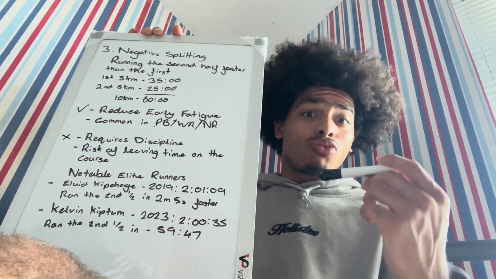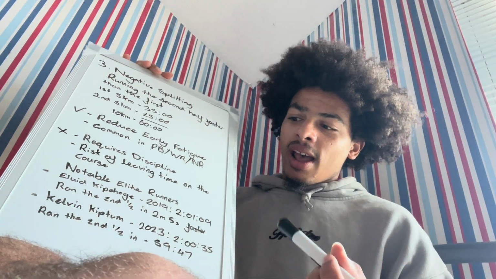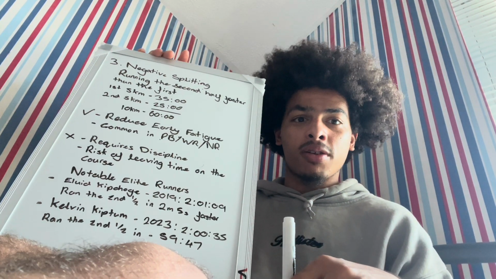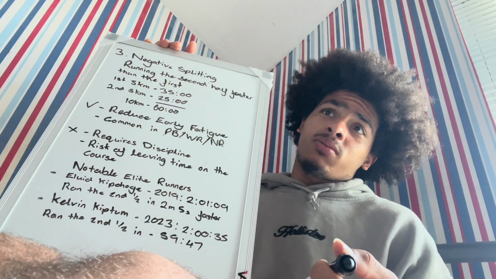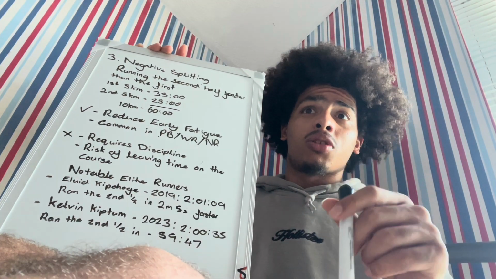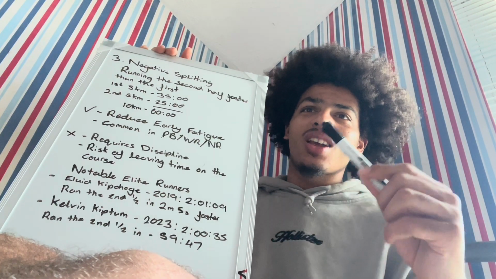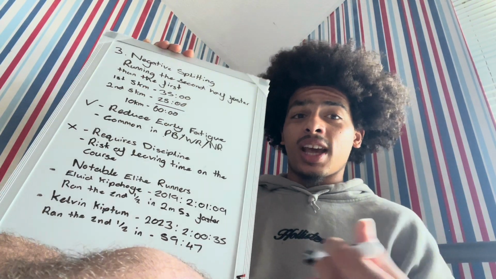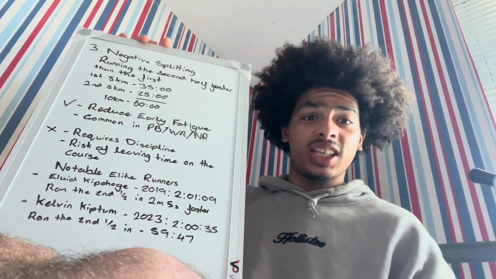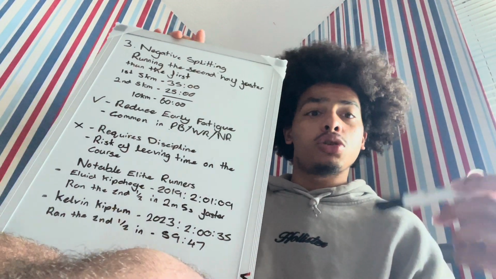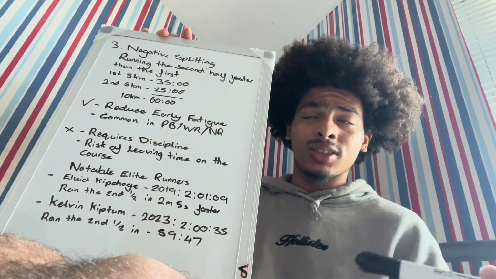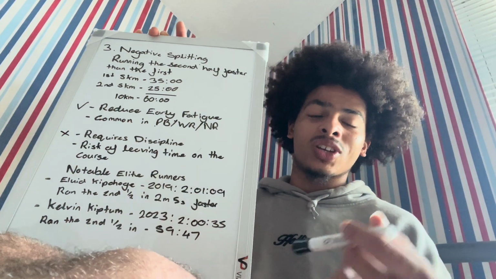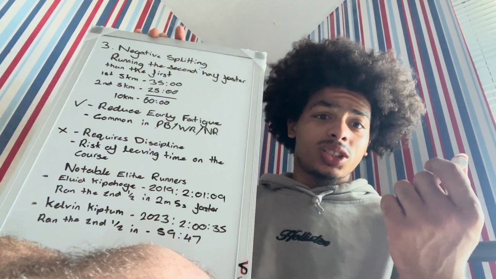Two notable runners, really notable, are Eliud Kipchoge, who is running today's London Marathon. But if you're watching this on another day, I'm probably going to release it tomorrow. So he was running the marathon yesterday, and he's commonly known for using negative splitting. Back in 2019, he ran a new world record of 2 hours, 1 minute and 9 seconds, which is ridiculous.